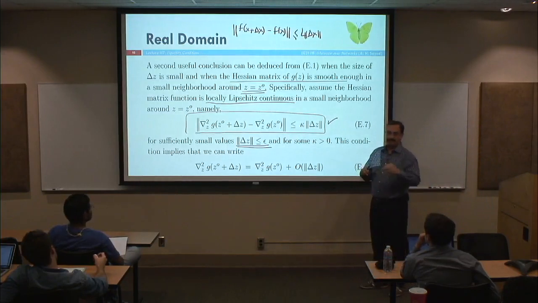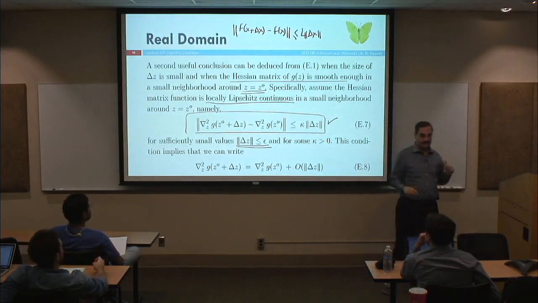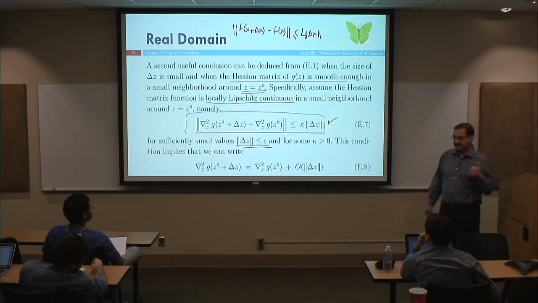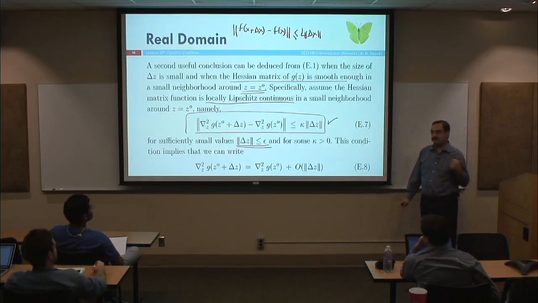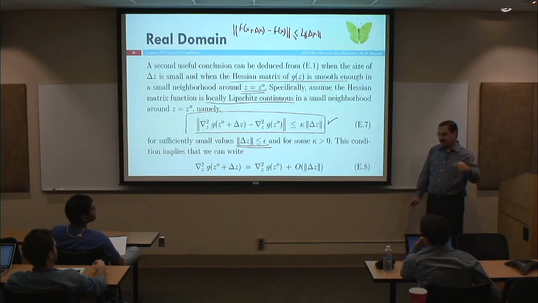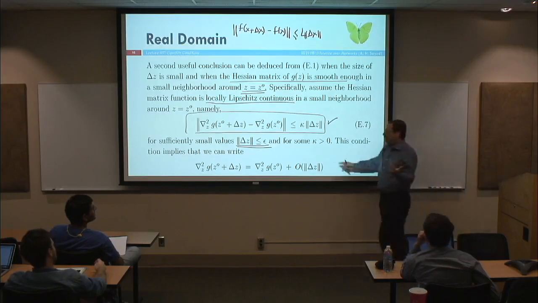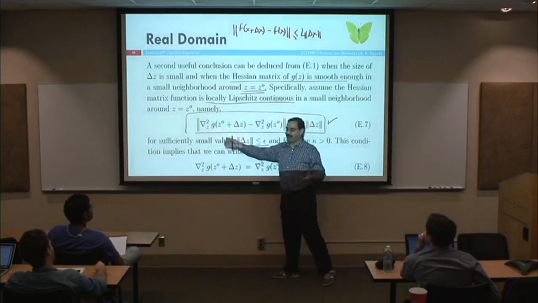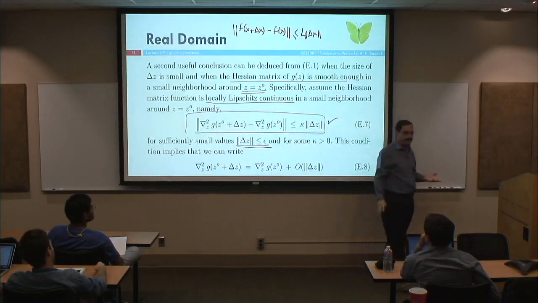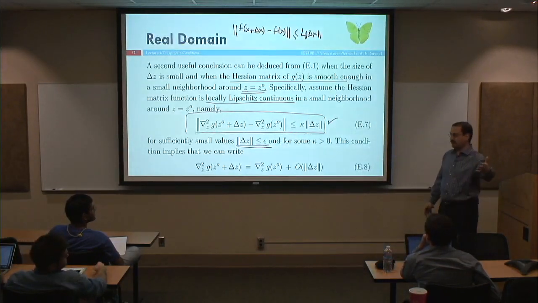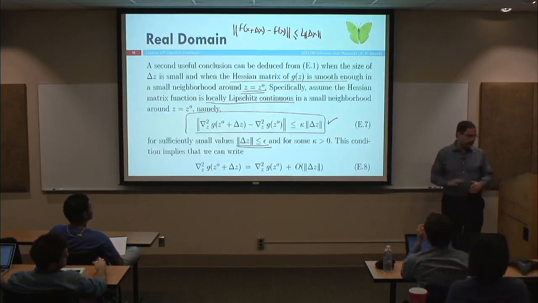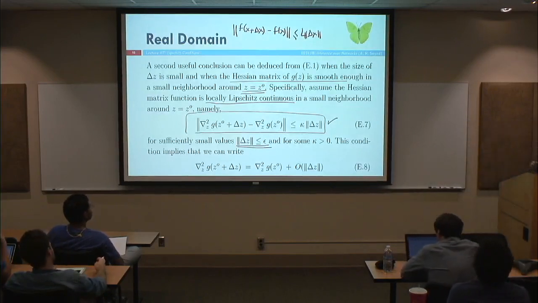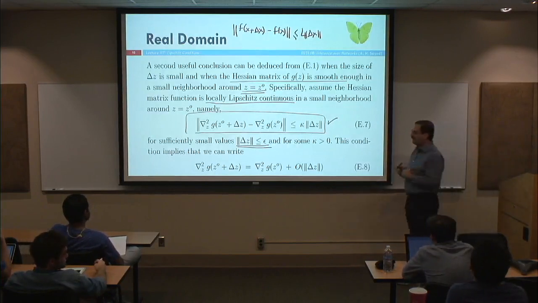For example, if g of z were a quadratic function, does it satisfy this condition, yes or no? Yes, because the Hessian of a quadratic function is independent of z, so you will always get 0 on the left. So a quadratic function automatically satisfies this. But there are, of course, other functions that satisfy this. Some of them you will do in your homework problem. So if this is the case, what is the second conclusion I can get from this?